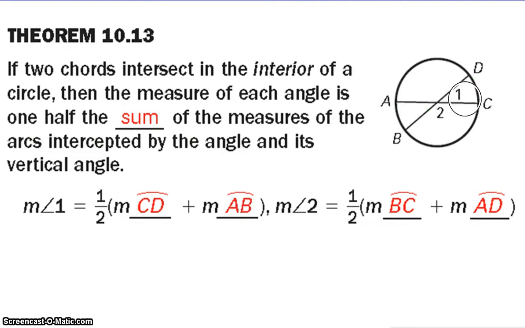Now, the same can be said for angle 2. Here's angle 2, and this angle right here, they must be the same measure because they're vertical angles. So to find the measure of angle 2, I would take the two intercepted arcs, BC and AD, add them together and then divide by 2, finding the average of the two intercepted arcs.